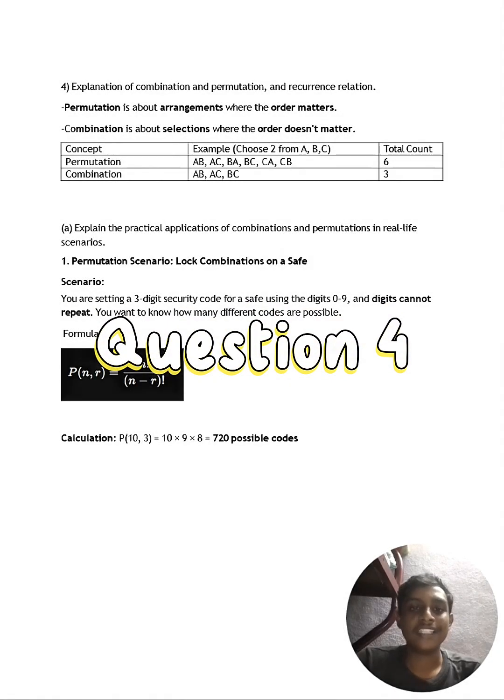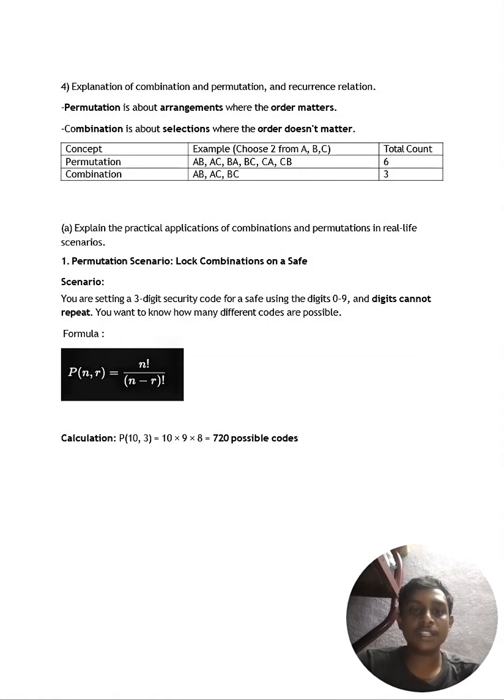Question 4. Explanation of combination, permutation and recurrence relation. Permutation is about arrangement where the order matters. A permutation is about arranging things in a specific order. If you care who comes first, second, third, you may use permutation. In other words, permutation is like lining up people, books, or numbers where the sequence is important.